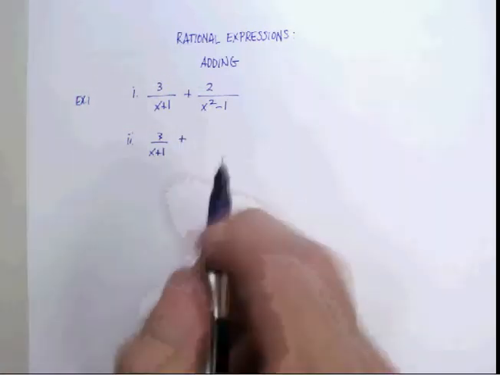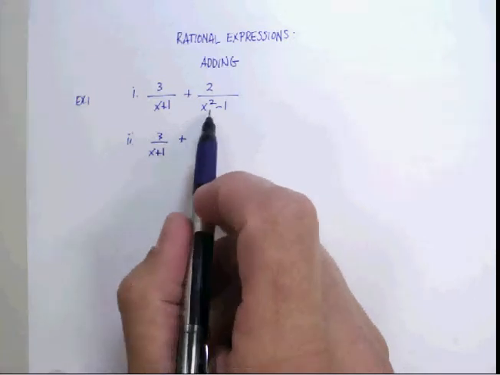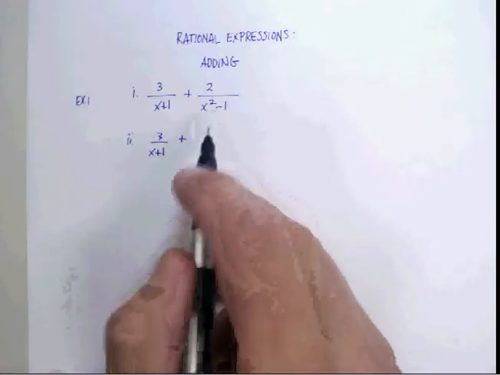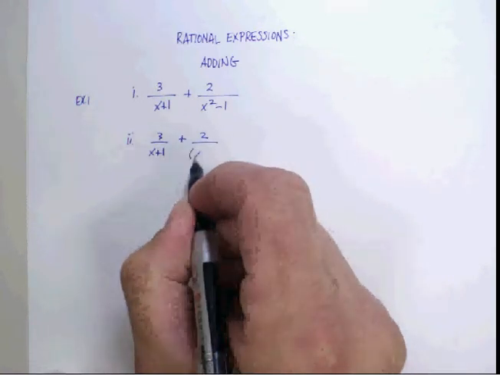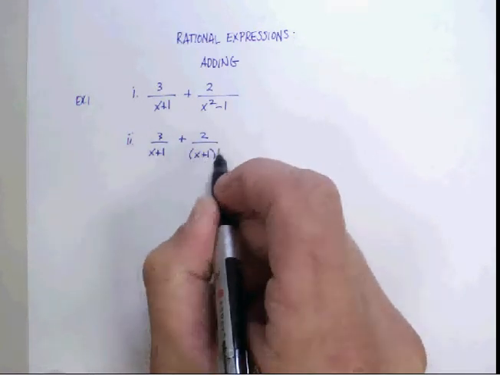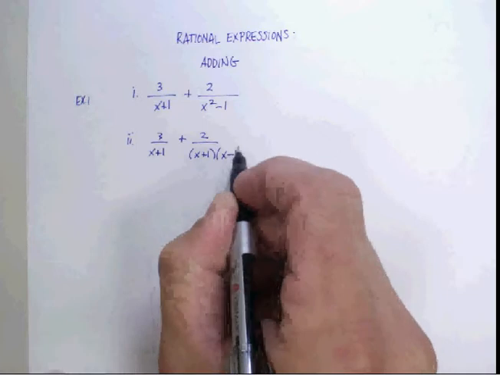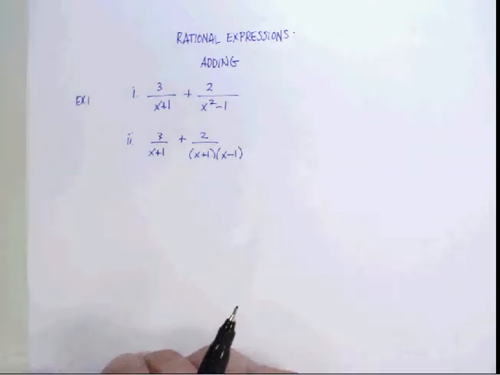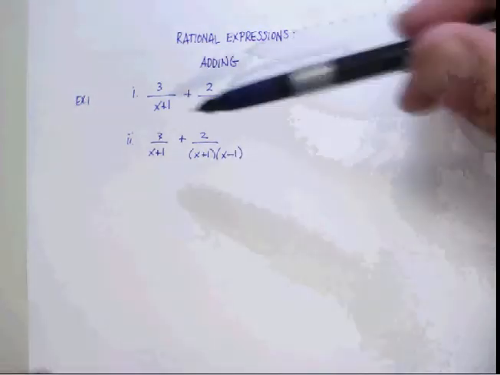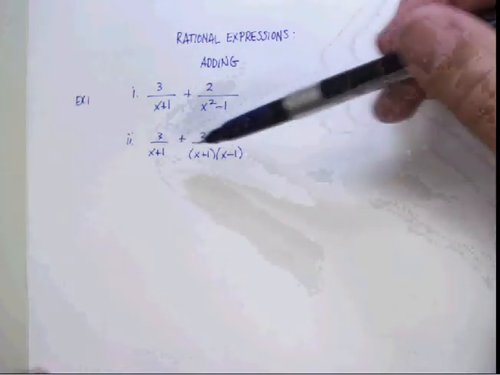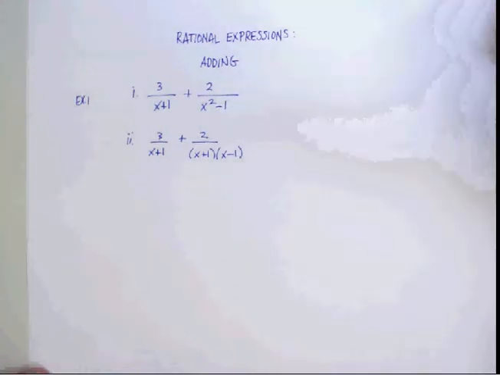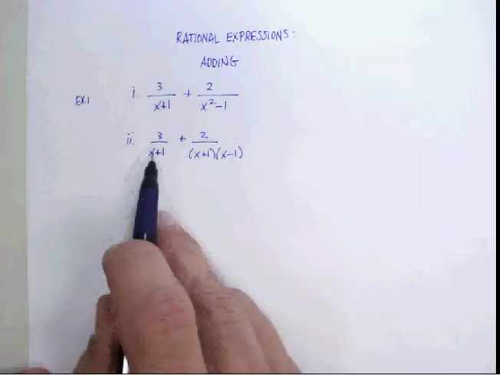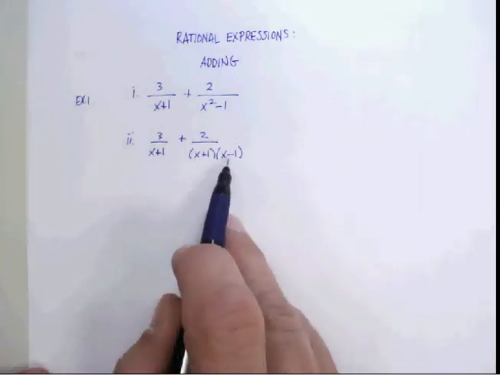If I look at the second one, I'm noticing that the denominator is a difference of squares, isn't it? So let's go ahead and factor that as x plus 1 times x minus 1. Okay, now that I've done that, I can see what the difference between the two denominators is, and I can figure out what's missing or what would make them common. Basically, what's missing in this first expression is the x minus 1.